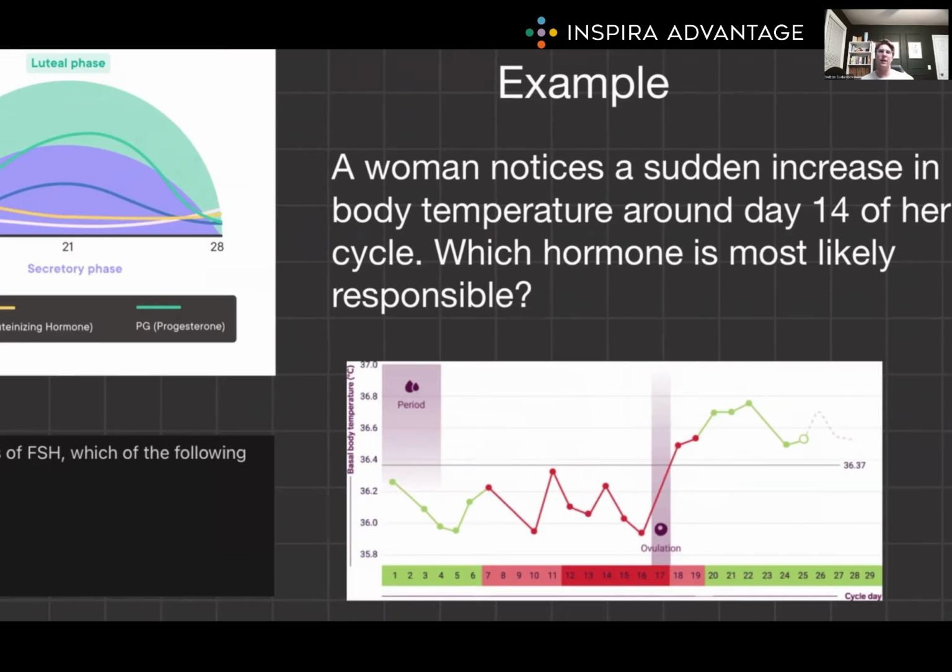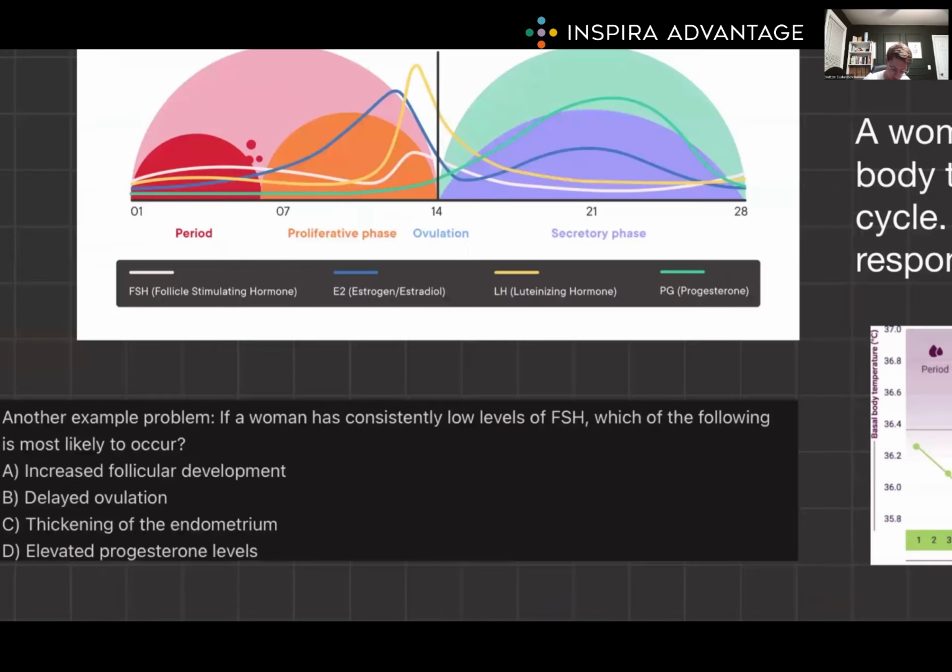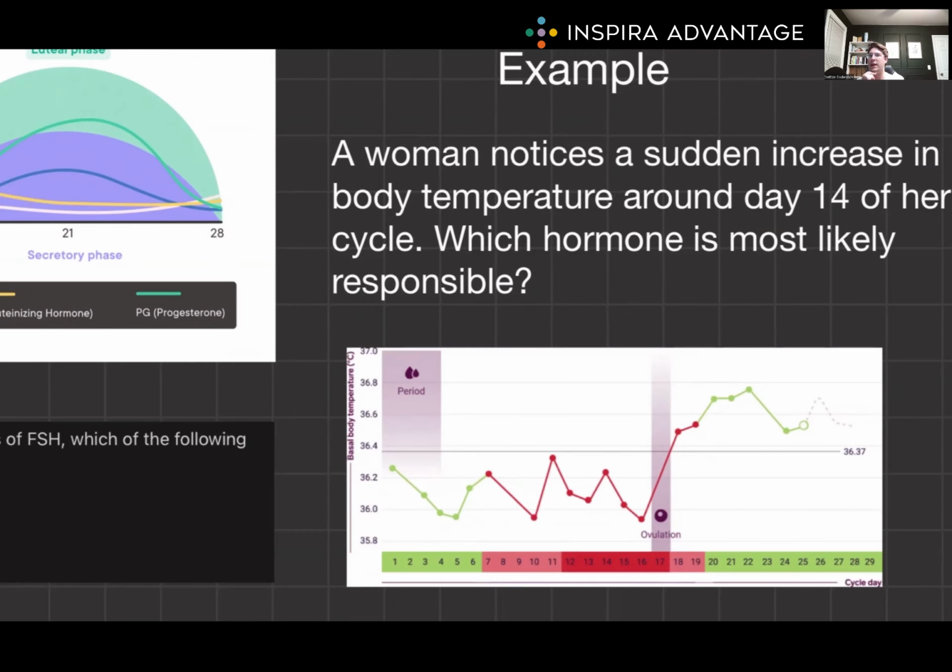To reinforce these concepts, let's consider an example problem. A woman notices a sudden increase in her basal body temperature around day 14 of her menstrual cycle. What hormone is most likely responsible for this temperature shift? So we want to think, what's going on at day 14 of the menstrual cycle? There are a lot of good answers here, because a lot of things start increasing at day 14. LH, progesterone, really everything in the spike, right? But it turns out the answer is progesterone. After ovulation, the corpus luteum secretes progesterone, which causes a slight increase in basal body temperature. The temperature shift is a common indicator of ovulation and can be used to track fertility. It's actually a pretty solid way of tracking fertility when done right.